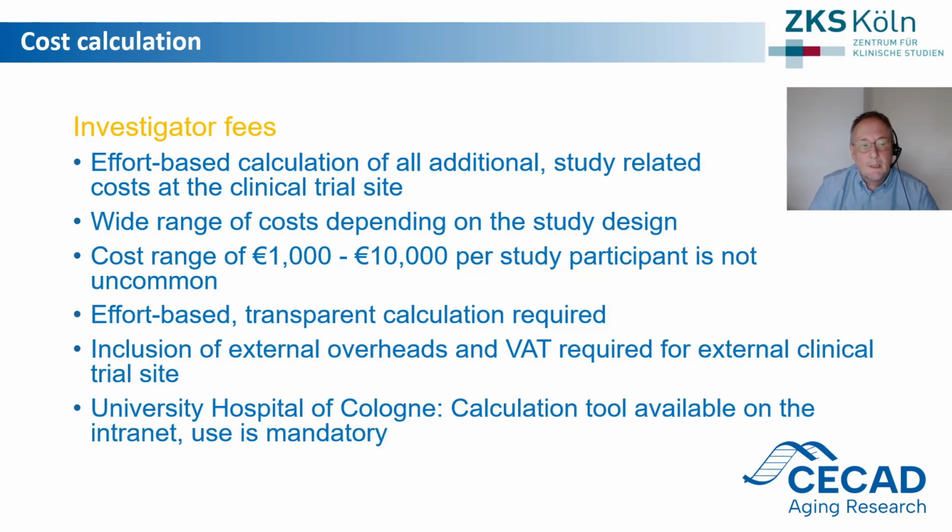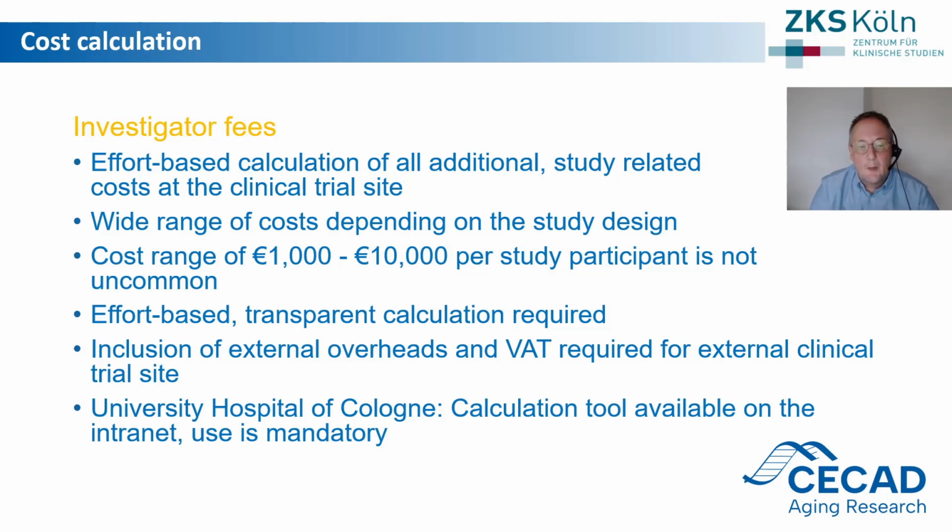The important bit here is you need an effort-based calculation of all additional study-related costs at the clinical trial site. And if you think of study-related costs, then you think of all the costs that will come on top of the clinical routine. Means you have a clinical trial that is basically clinical routine with just a little bit of add-on. So the investigator costs will be far lower than, say, for a phase 1 clinical trial where there simply is no clinical routine. So you can have a wide range of costs depending on the study design. The cost range here will be something like 1,000 to 10,000 euros.